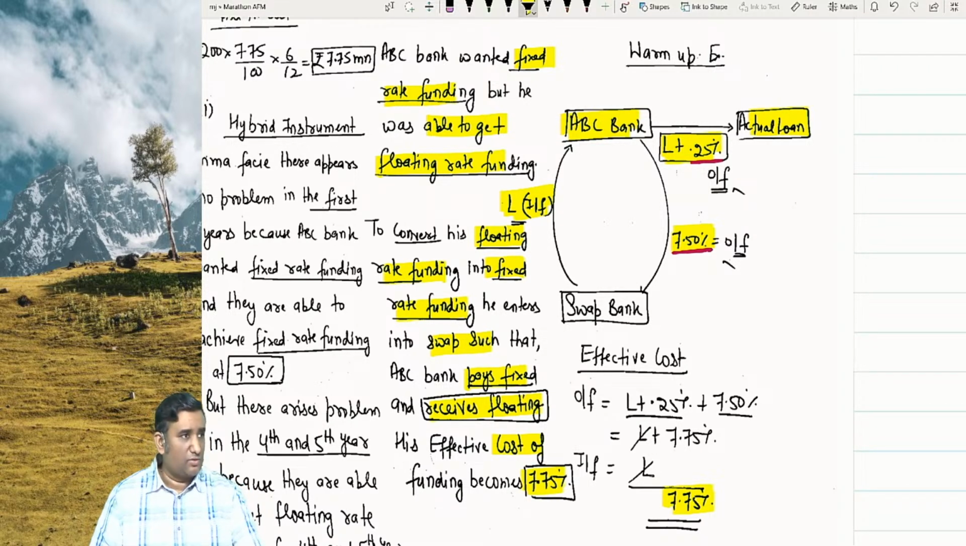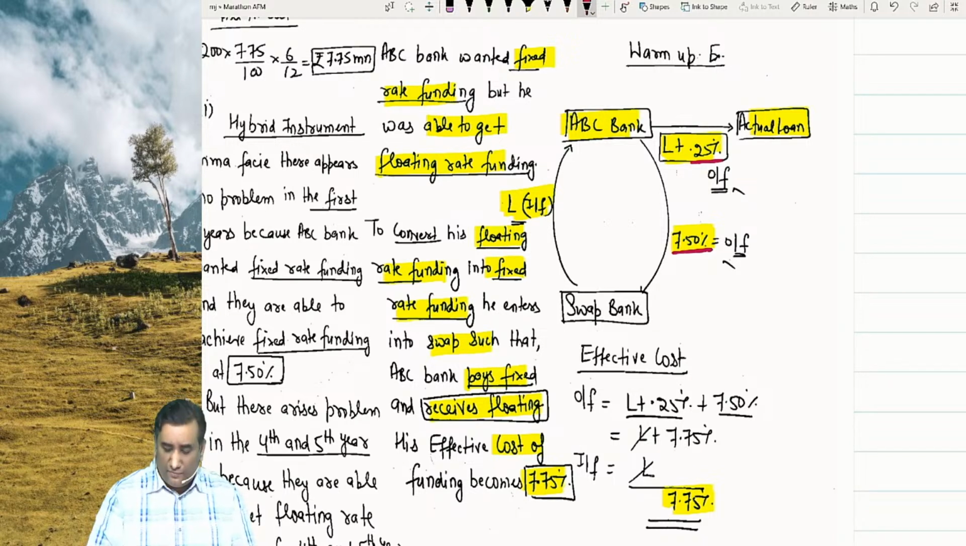Problem which comes here is, student says, sir, when he is doing this, should he not take L plus 0.25 as floating? It's not. He has given L, it's okay. His problem was not 0.25. His problem was only L, LIBOR. That was the only problem he has. He wanted to remove that L from the structure, and since the question specifically mentioned that he can do a swap of LIBOR versus what? 7.5. So he has taken it as an inflow.